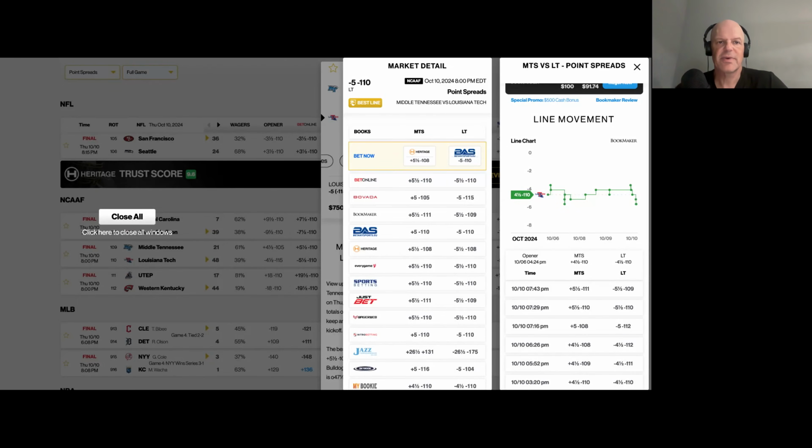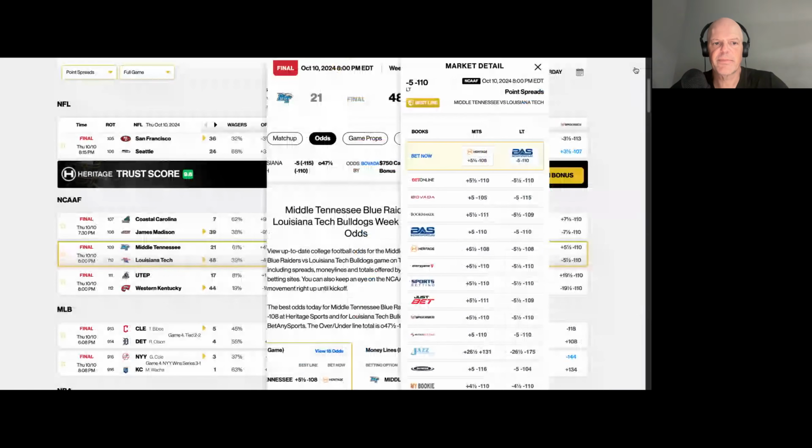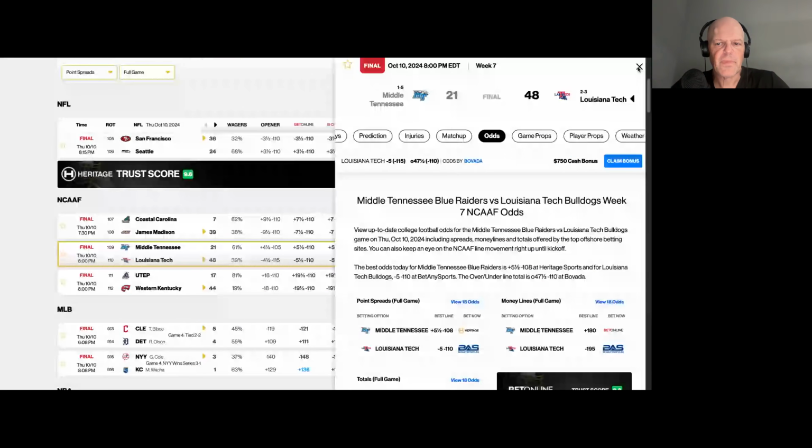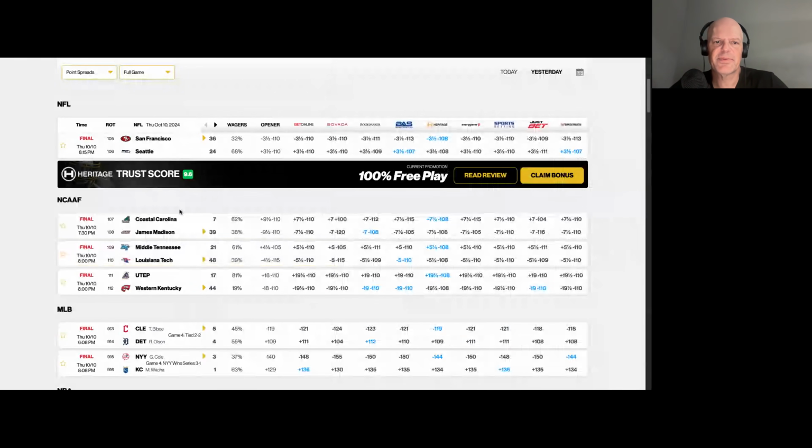But again, going back to how I actually cap, this will be a no play for me because generally I don't like to go against my model. All right, but anyway, that's a really good example of line movement in that particular game.